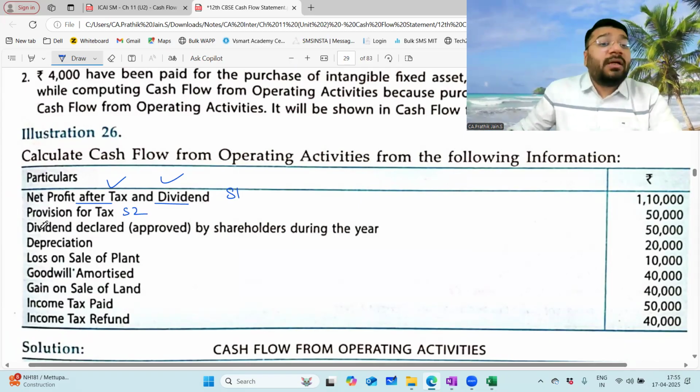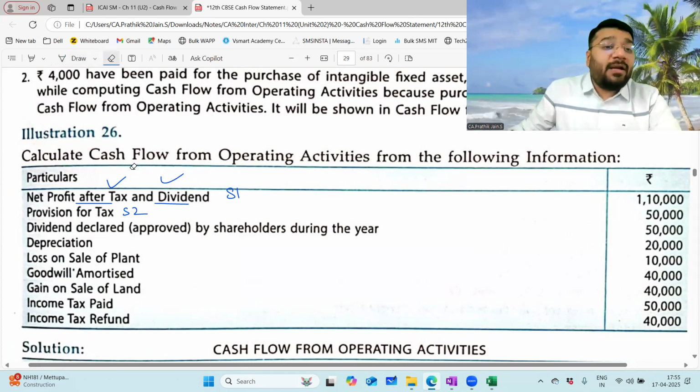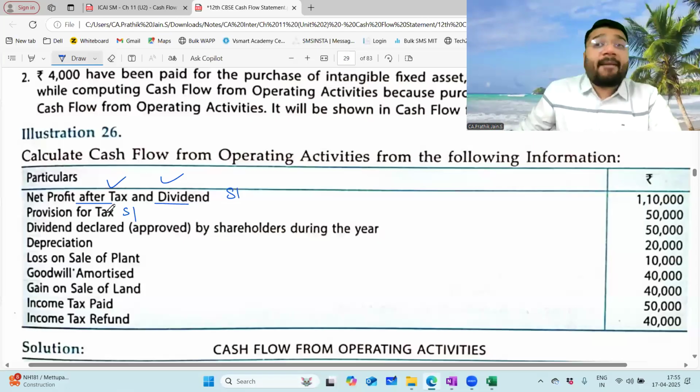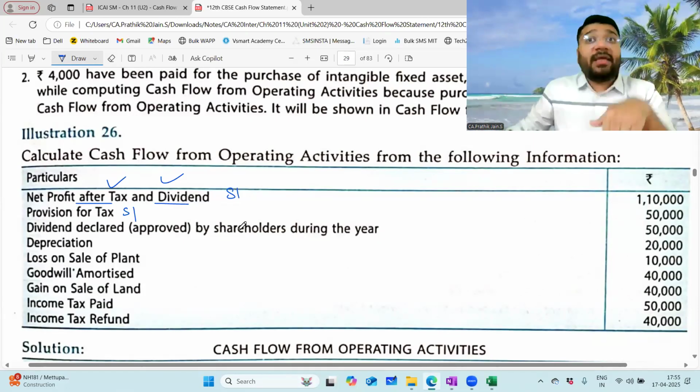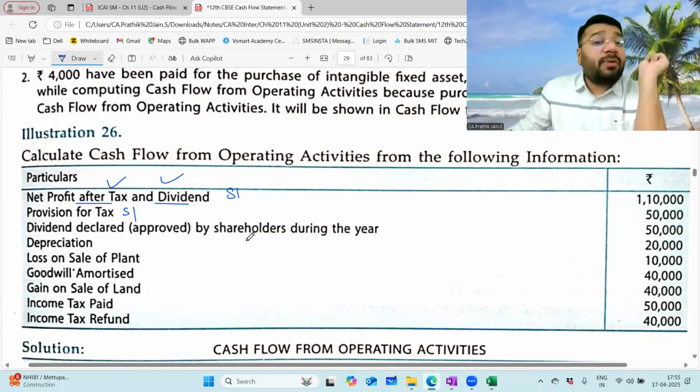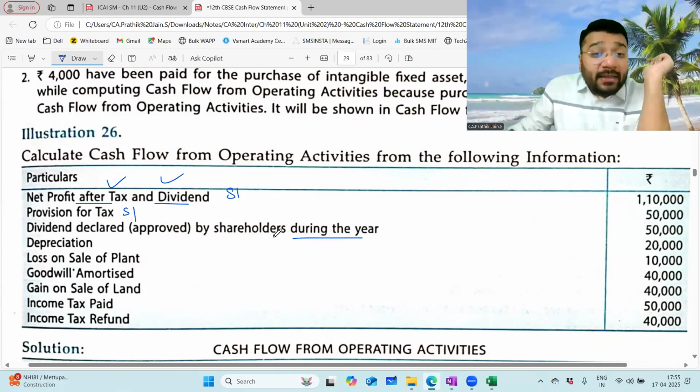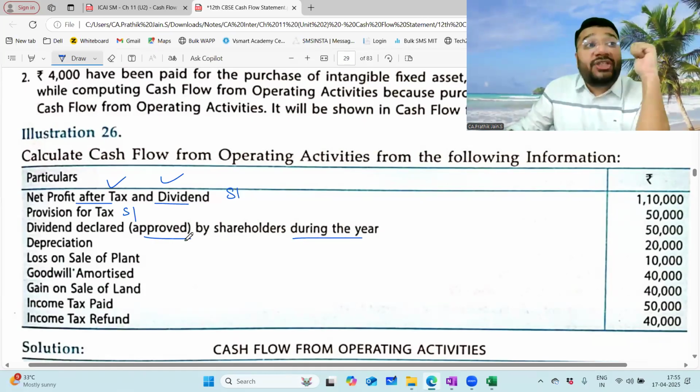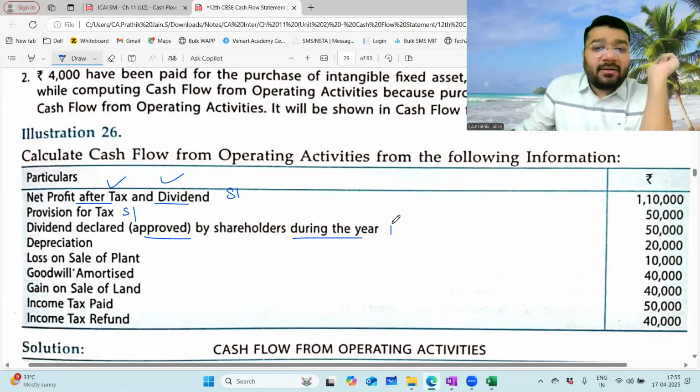Sorry, segment 1. Provision for tax, segment 1. Coming to dividend declared or approved by the shareholder during the year. During the year, you approve the dividend of the previous year. If you approve it during the year, then that is the dividend of which year? Previous year. So segment 1. Correct?